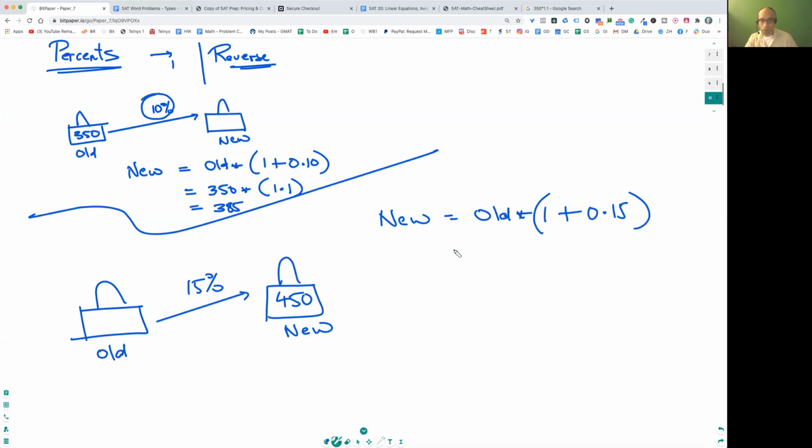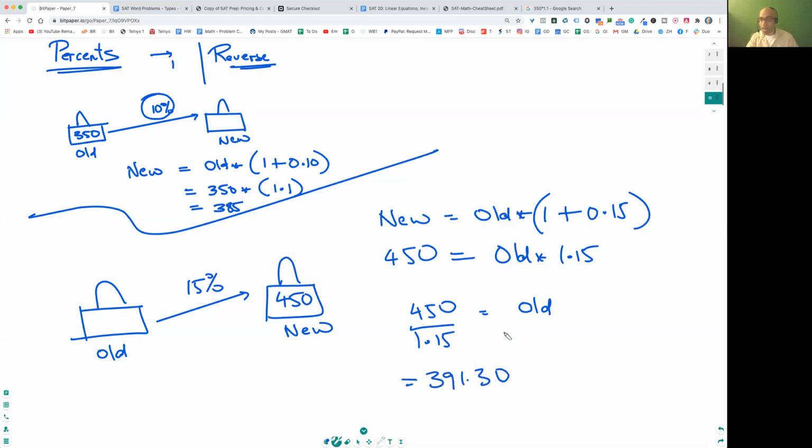So remember, you've got over here the new is equal to old times 1.15. You've got old, which you don't know what it is, times 1.15, and the new is equal to 450. So now the old is equal to 450 over 1.15, okay? And that value is 391.30. Right? So remember how you got to do it.